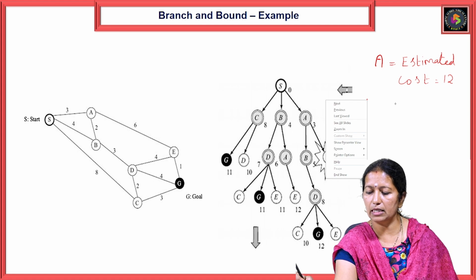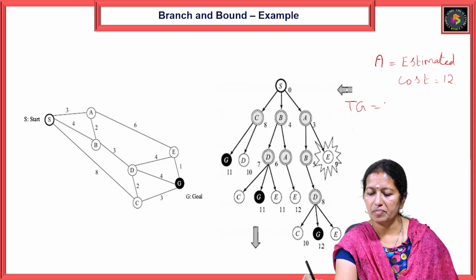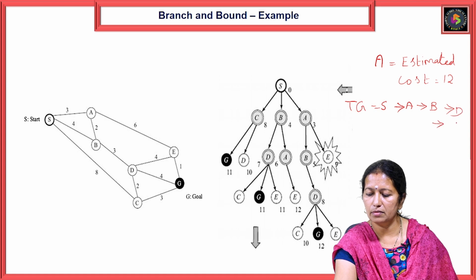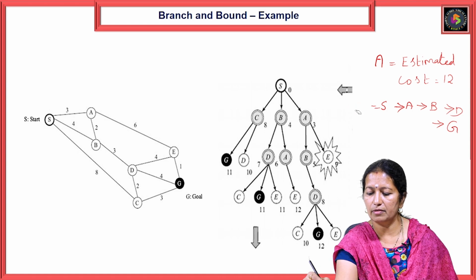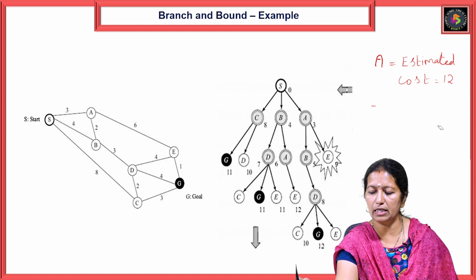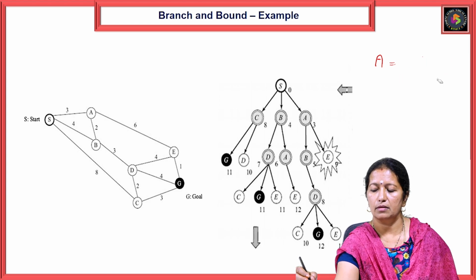In this traversal graph, when you speak about the traversal graph, you have to show S, A, B, D, G. So, one way we found the path, the optimal path finding. For A, I got 12 and this is my traversal graph.